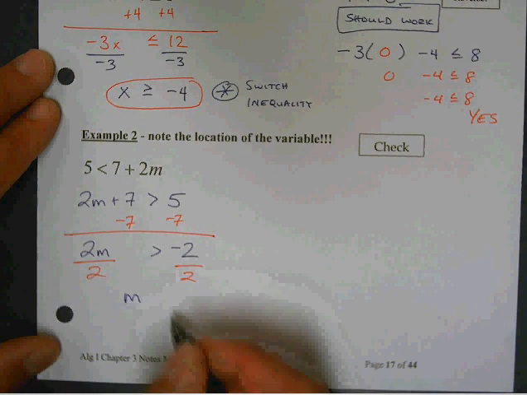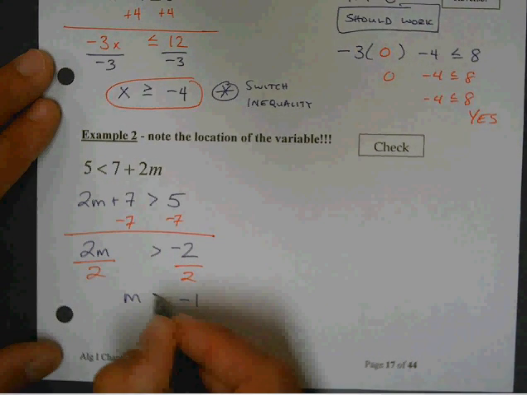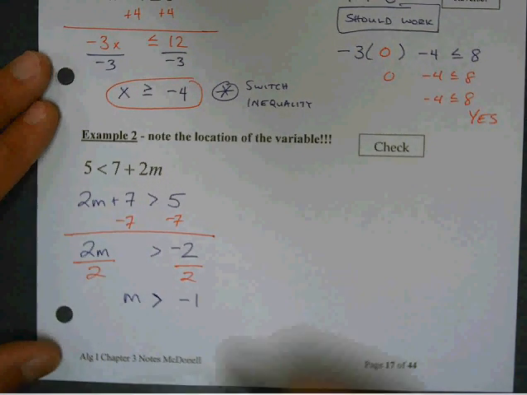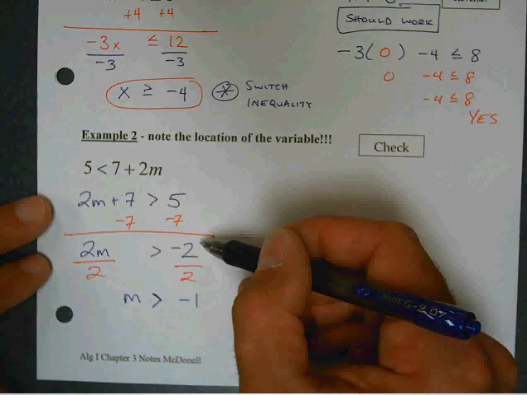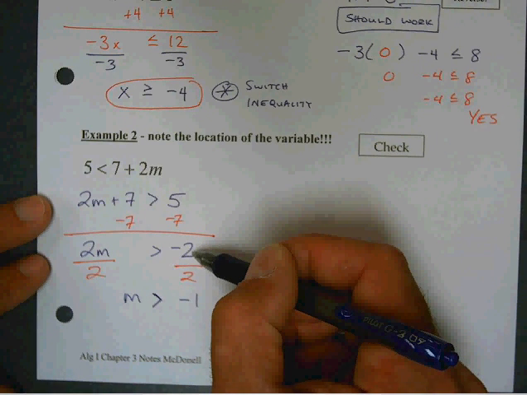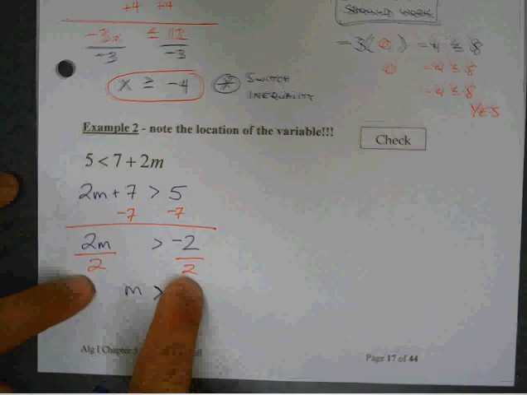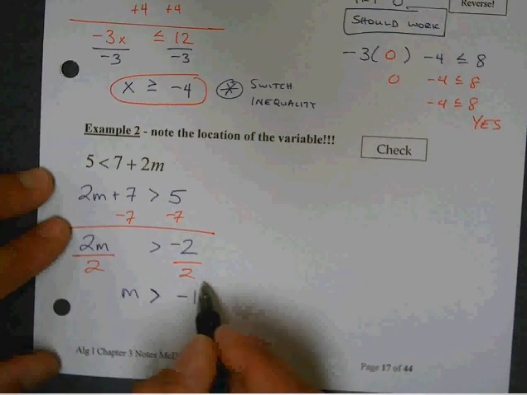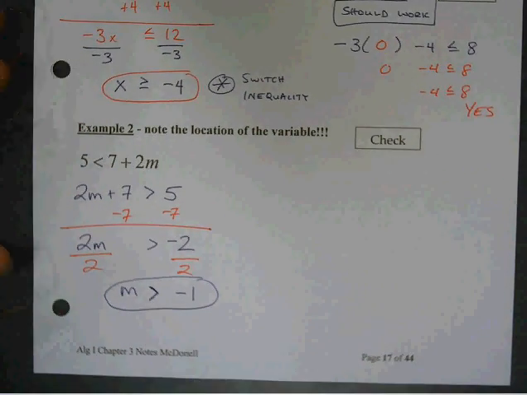And what is my answer now, Noah? M is what? Negative 1. Oh, greater. Greater than. Do I change the sign here? But it equals a negative. Someone asked me this last week. 2m is greater than negative 2. There's a negative sign in the problem. Does that mean I change it? No. Once again, when do I change it? When you are dividing or multiplying by a negative. So that's our answer.